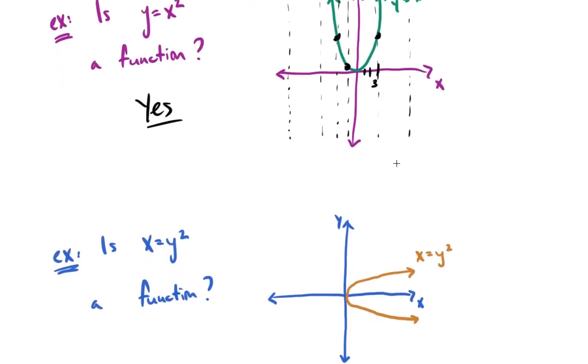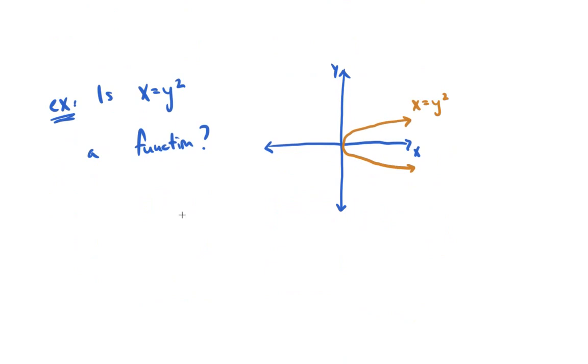So let's look at one more. Is x equals y squared a function? And we can see this time, right, if I choose my vertical line here, again, let's just say this is 3, now it's going to hit my function in two places, right? So there are two different y values, whatever this y value is and whatever this y value is, and those both correspond to the x value 3, and that's no good.